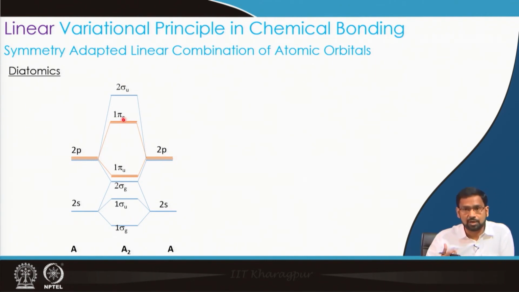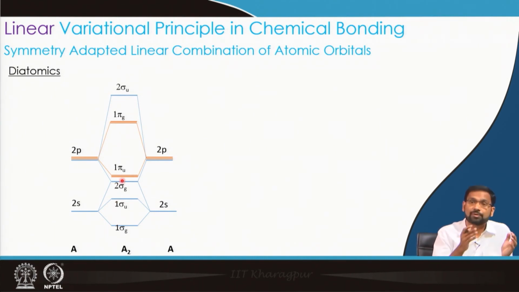When it comes to pi orbitals, the bonding combination has ungerade symmetry with respect to the center of inversion. The anti-bonding combination has gerade symmetry with respect to the center of inversion. So, I got this beautiful picture of the molecular orbitals. Now, you will be wondering, how do I put these energy levels? What are they?